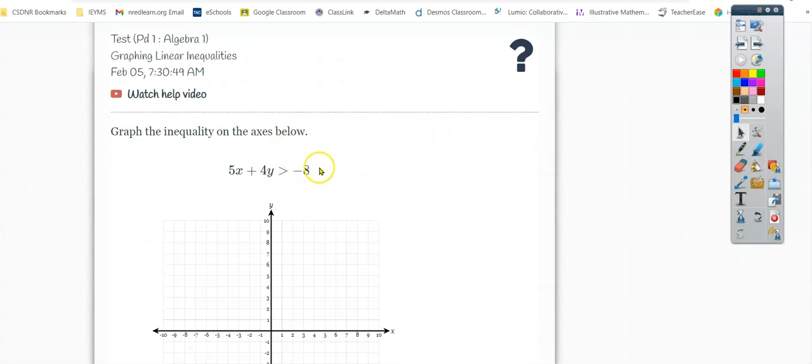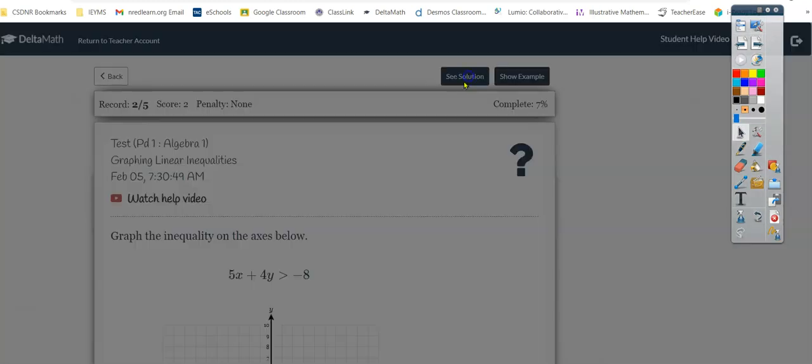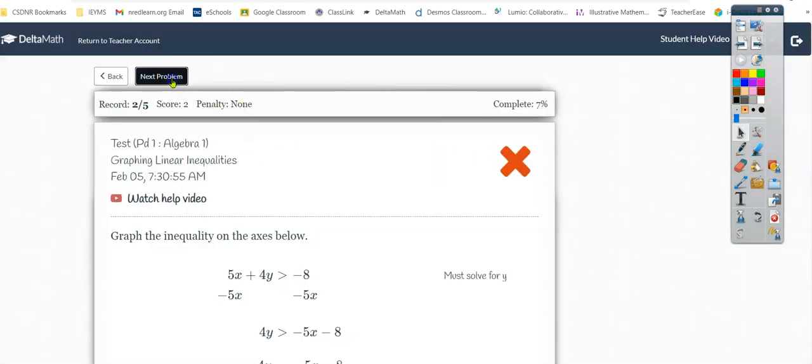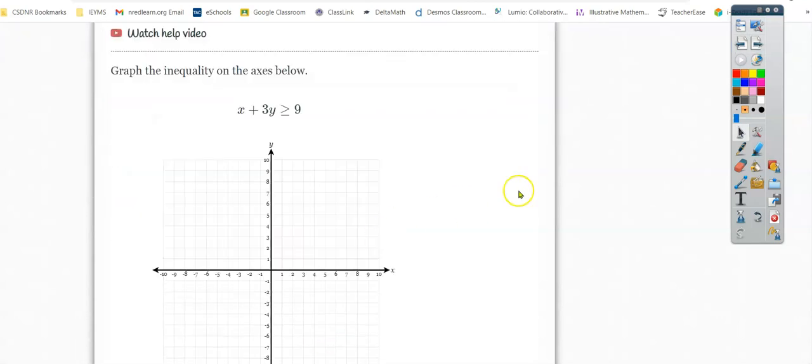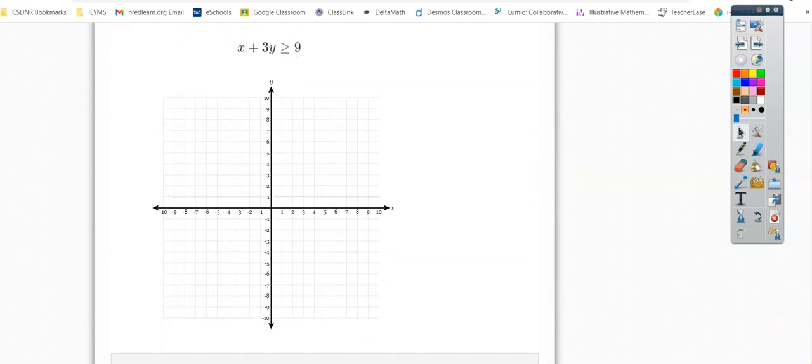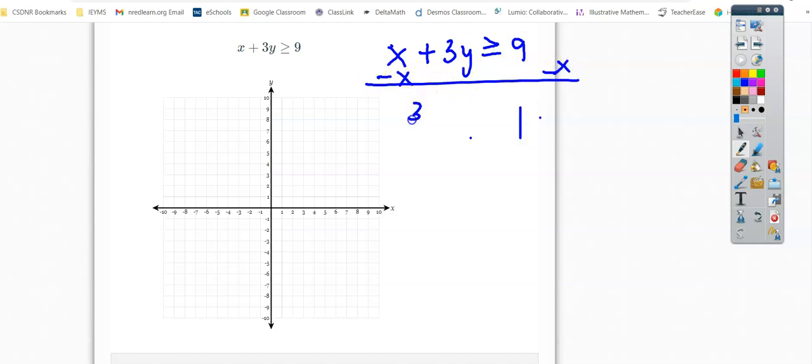This one needs to be manipulated, so I'm going to move on to another one that has a sentence with a greater than or equal to sign. So I'm going to manipulate this sentence first here. So x plus 3y greater than or equal to 9. Divide by 3.